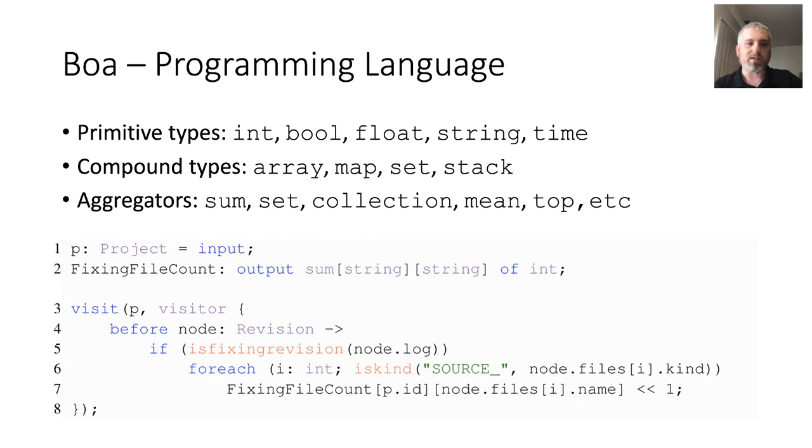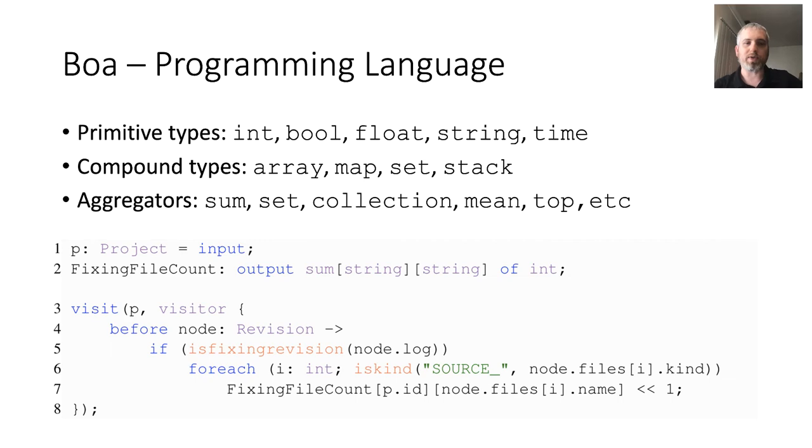And so here we can see an example query. This example query is trying to compute all of the fixing file counts. What it will do is essentially go over all of the input GitHub projects in the Boa dataset, and for each unique project and each unique file within that project, it will figure out how many times that file changed inside a fixing revision. And this makes use of a special function called isFixingRevision, which essentially just looks at the commit log to determine whether or not that particular revision was a fixing revision or not.